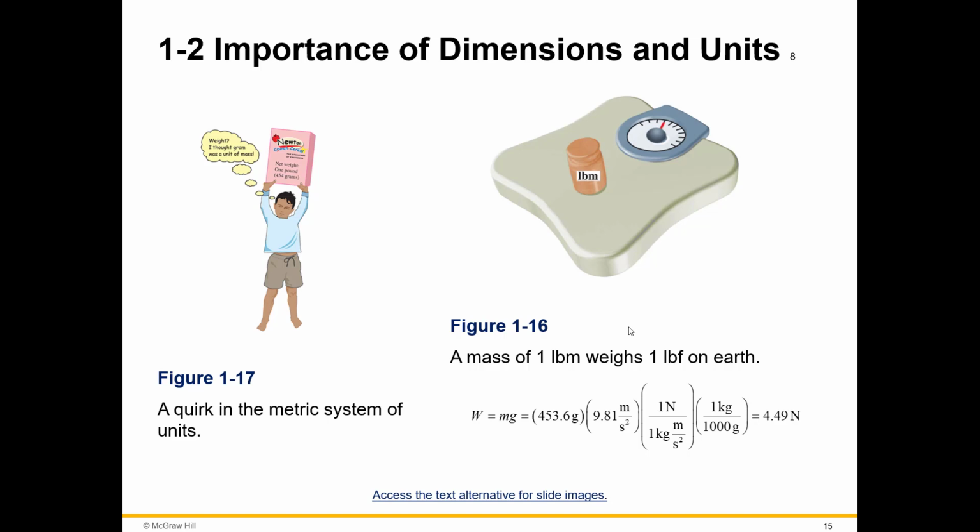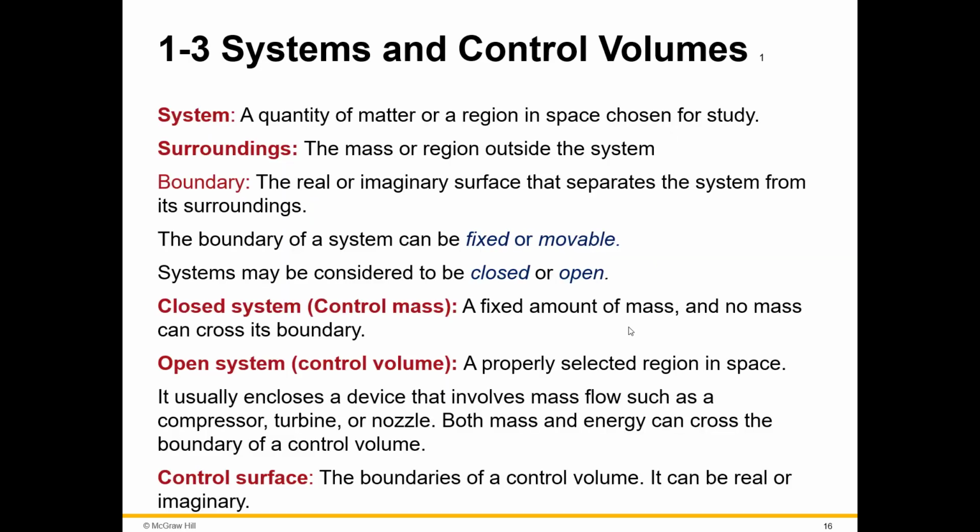Okay. And then a quirk in the metric system of units. I actually live and have lived in a metric system, and there's a lot of quirks. Okay, but here's just some more information. And now we're getting into thermodynamics, kind of the meat of the foundational portion. So we're going to talk about a system, and it's a quantity of matter or a region in space chosen for the study. When we're talking about the system, I want you to think about that's what we're studying.